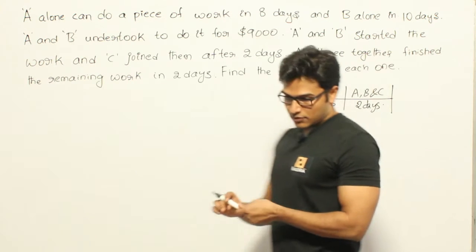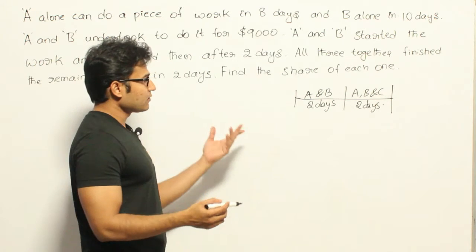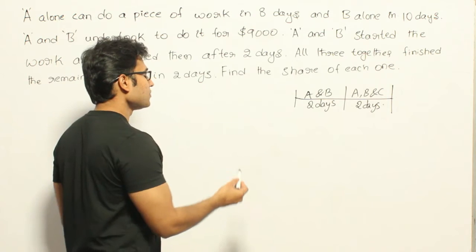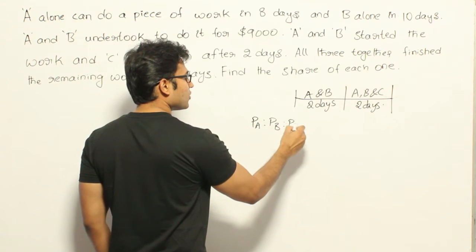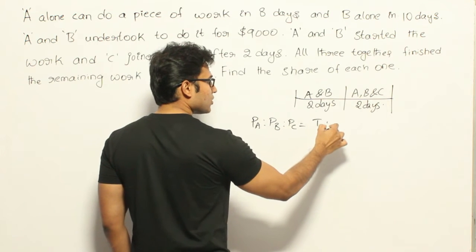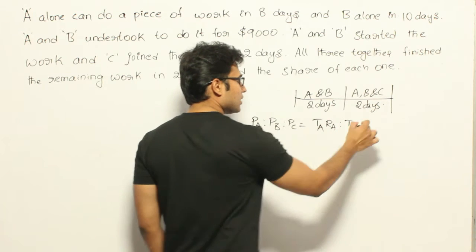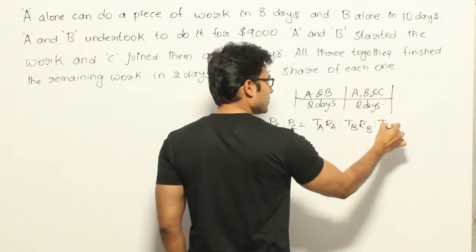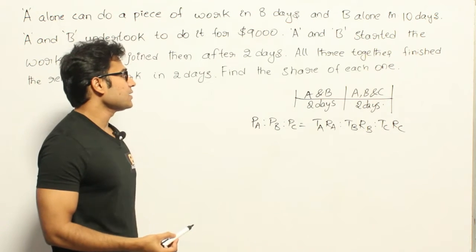Okay, so now if you observe this, times are clearly known here. The only thing that we don't know is rate. So if you observe this, profit of A is to profit of B is to profit of C equal to time that A has worked on the project into rate of A is to time that B has worked on the project into rate of B is to time that C has worked on the project into rate of C, right? And here clearly times are known.